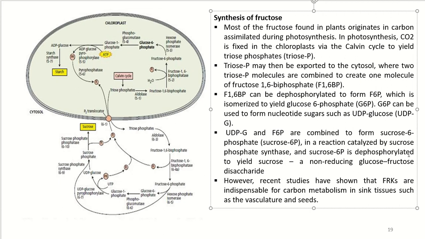As you know, sucrose is a non-reducing sugar made up of glucose plus fructose, and it comes under the disaccharides. However, certain studies are also going on, and they have found that FRKs are indispensable for carbon metabolism in sink tissues such as vascular tissues and seeds.